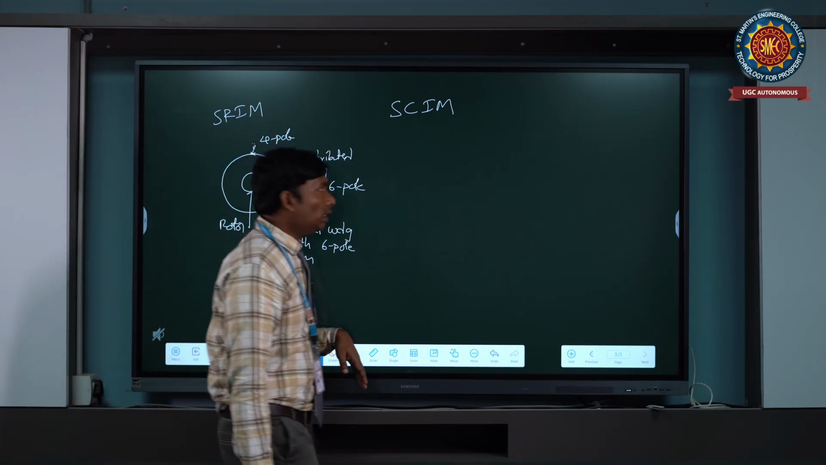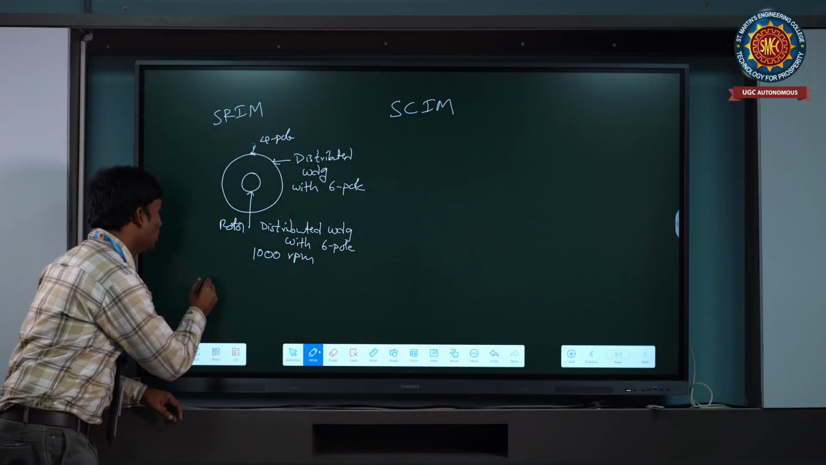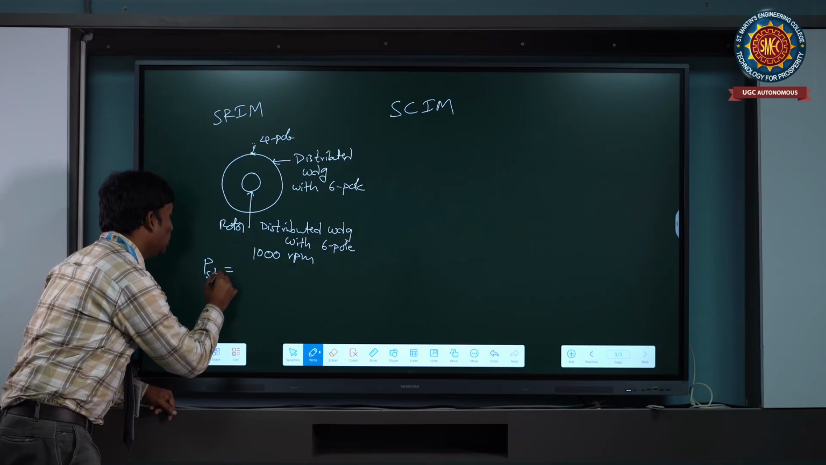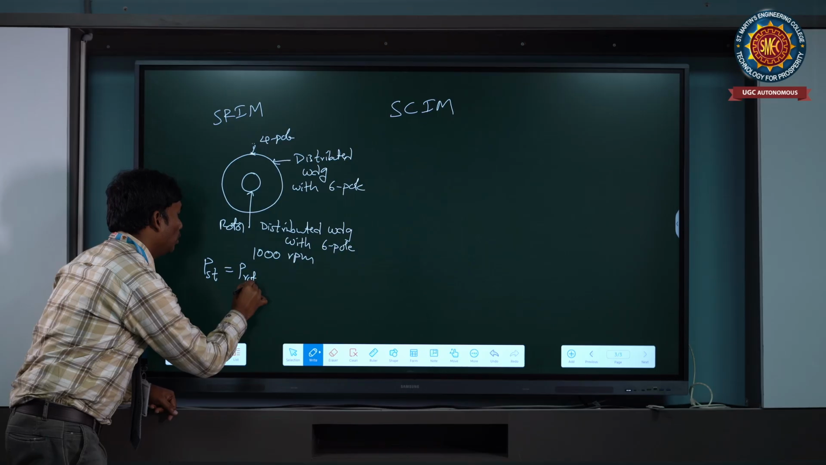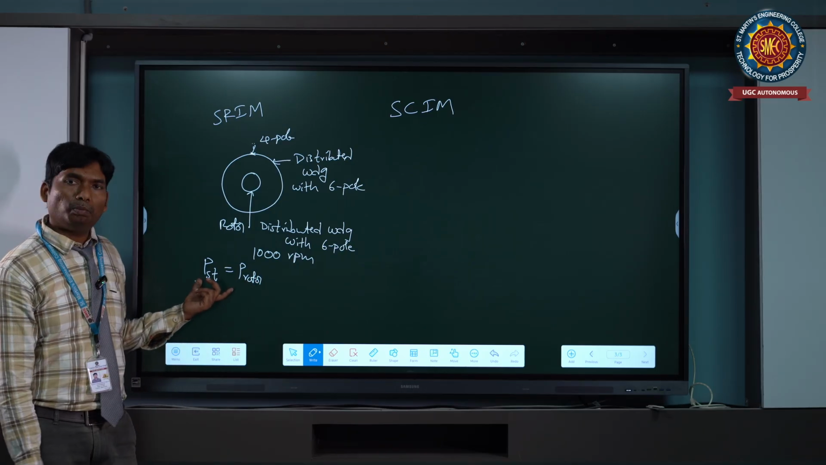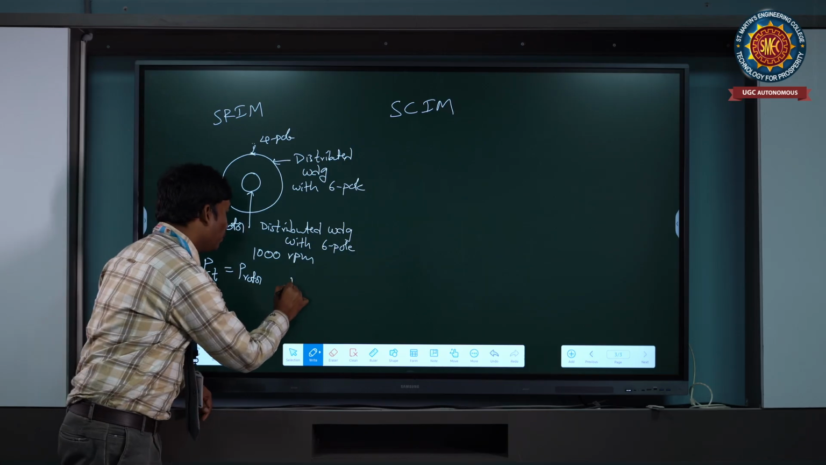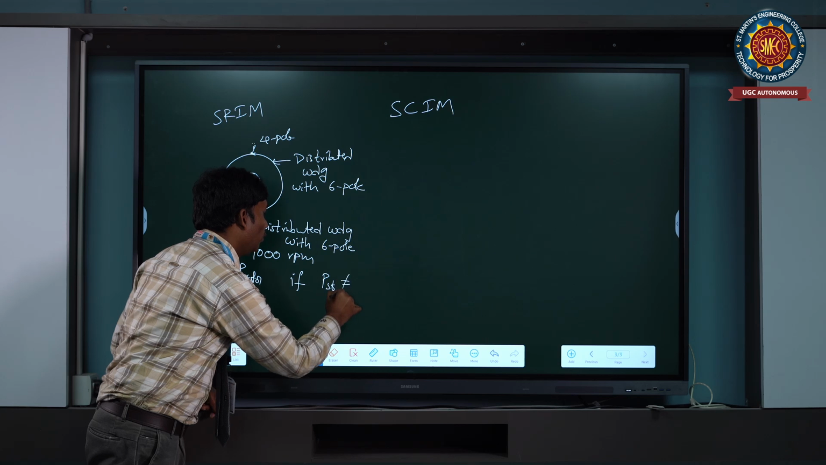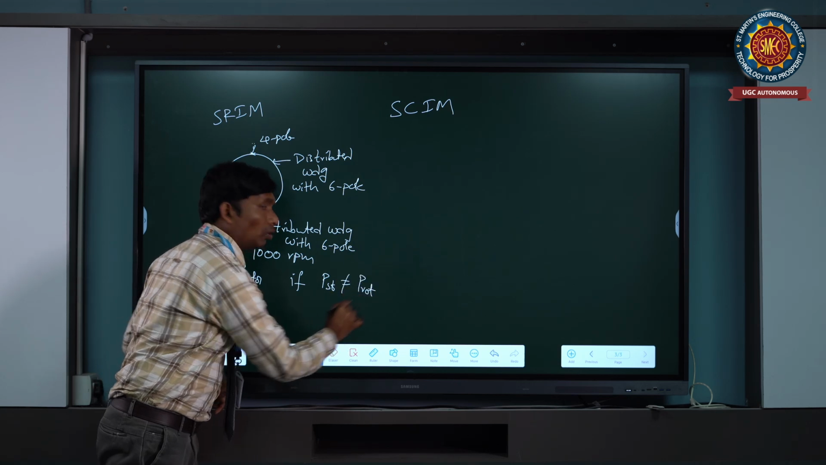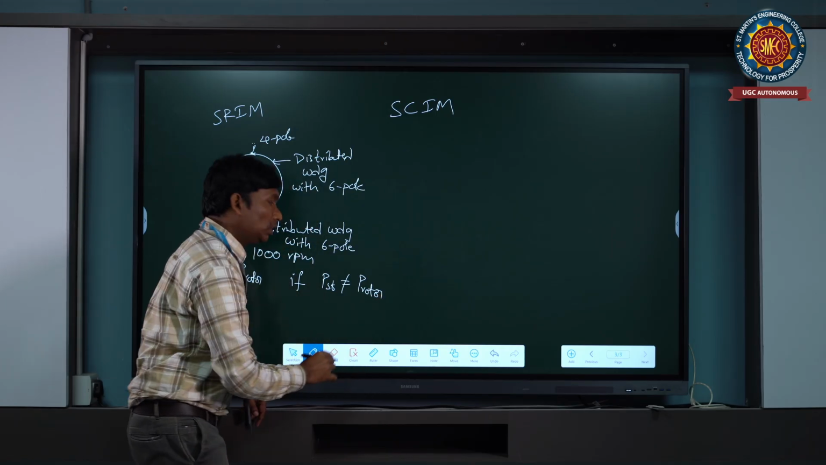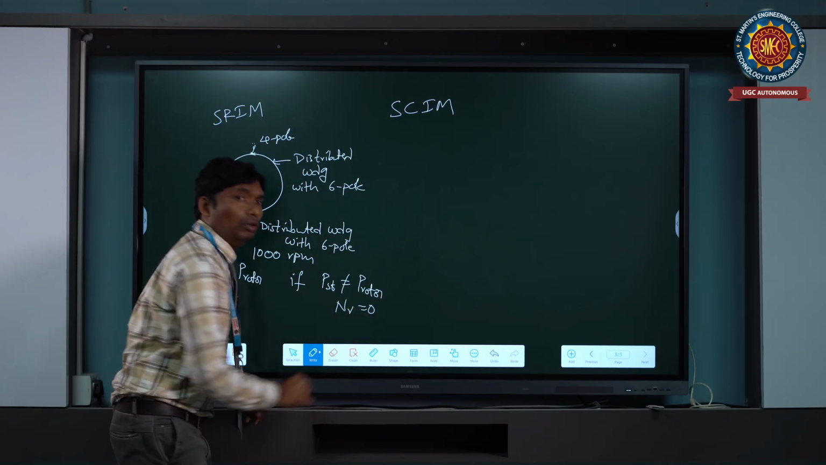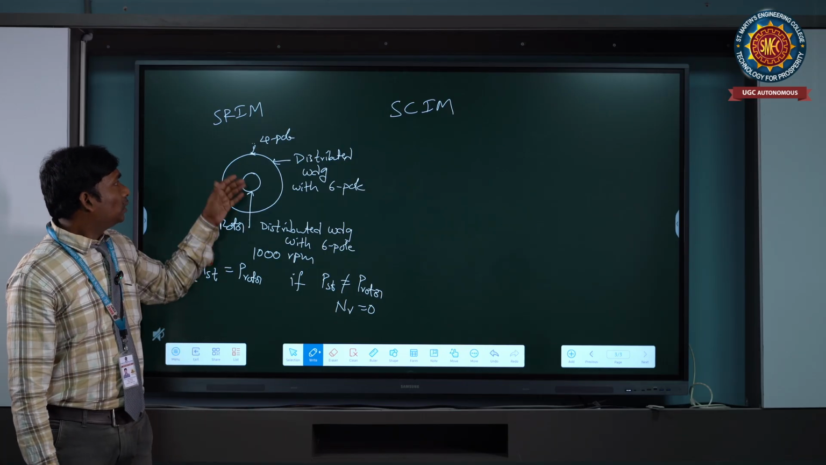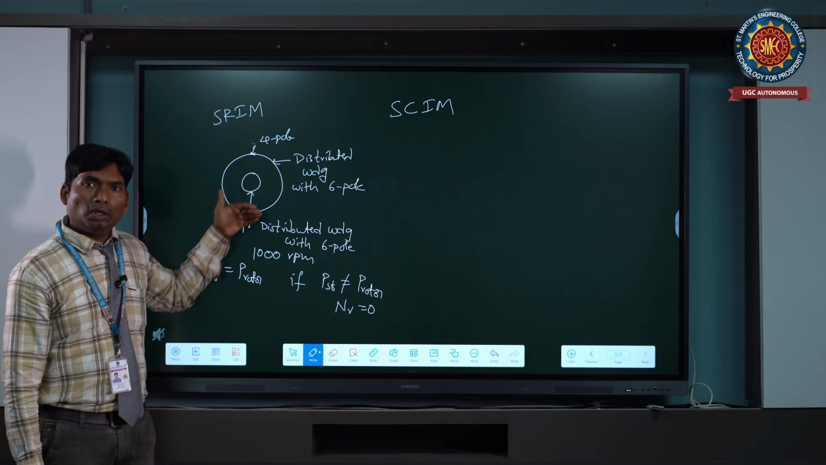In a slip ring induction motor, stator poles should be equal to rotor poles. If stator poles are not equal to rotor poles, the speed of the motor will be 0. The motor doesn't move. So that's why we have to design an equal number of stator and rotor poles.